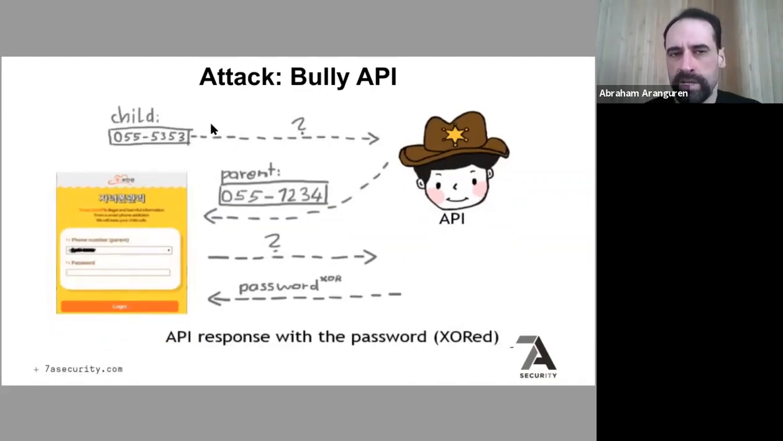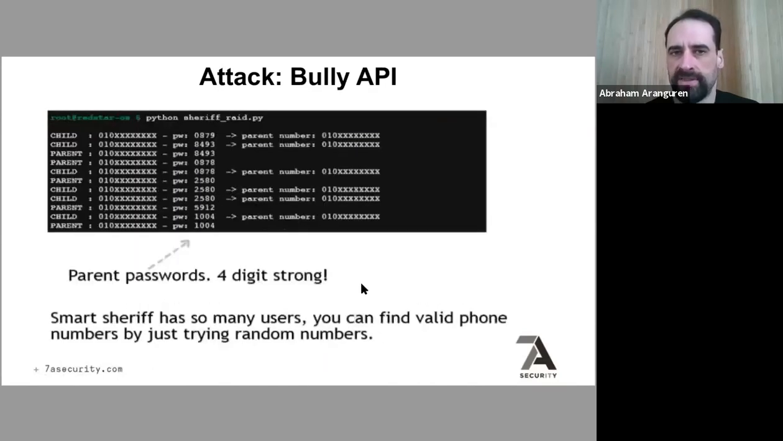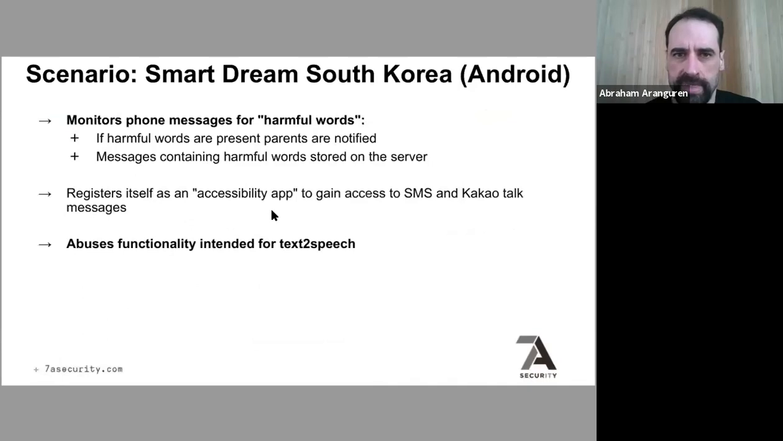So by knowing somebody's child phone number, you would know the parent phone number and the password, which was XOR encrypted. Now again, the XOR we already saw is completely meaningless because it was hard coded on the application. So you could log in as anybody's parent, be able to see the parent mobile and the parent password. So you can XOR decrypt that with the hard-coded key on the application, and then you can log in as the parent from the user interface and then say this child never accessed the phone and so on. So this was trying phone numbers at random, so I will skip that.